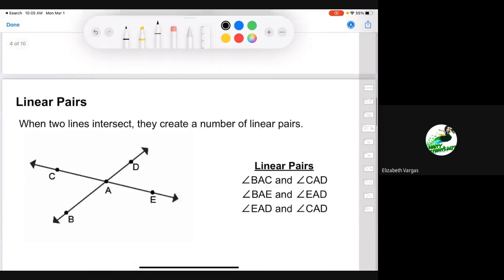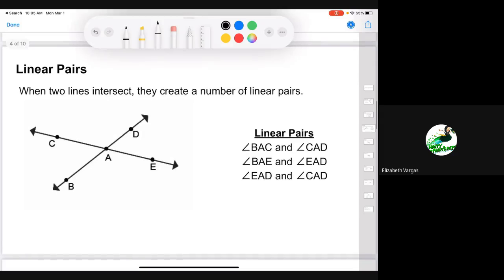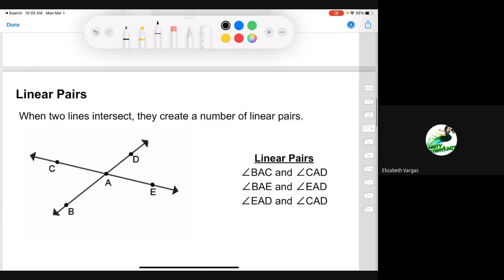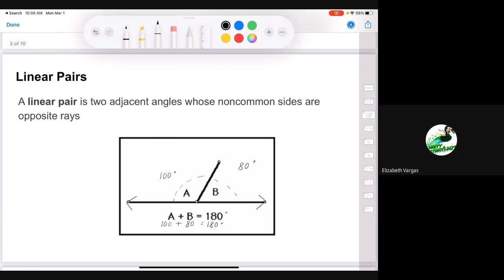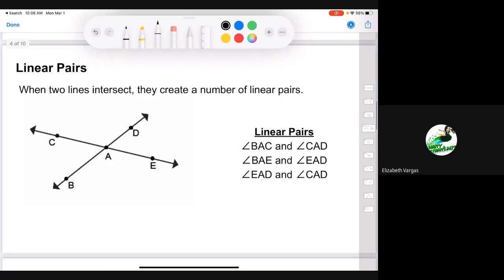So we're going to see this. So how are linear pairs created? Well, linear pairs are created when two lines intersect. They create a number of linear pairs. Linear pairs being two adjacent angles whose non-common sides are opposite rays. So whenever we have two lines that intersect, we get different pairs of opposite rays. And so I'm going to go ahead and show you the different pairs that we have here.